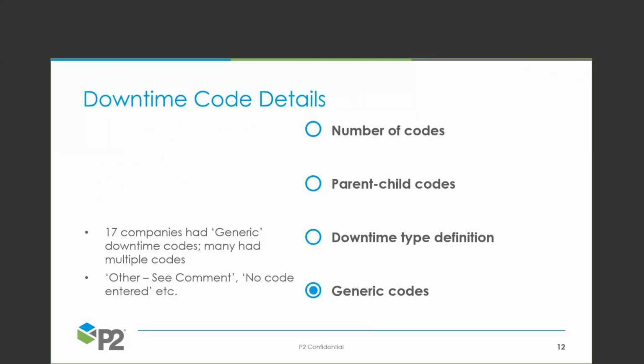And lastly, we looked at the use of what we call generic codes. So 17 companies had generic codes used within their downtime. And for nearly all of those companies, that was the most used code, and it accounted for the most downtime. Many companies also had multiple instances of those generic codes, and they include things like other, comment, and no code entered.